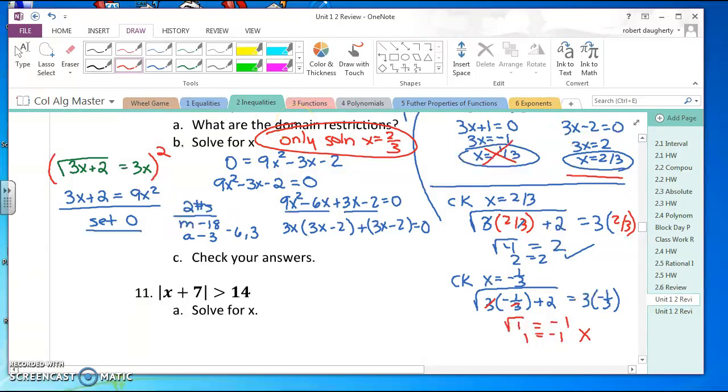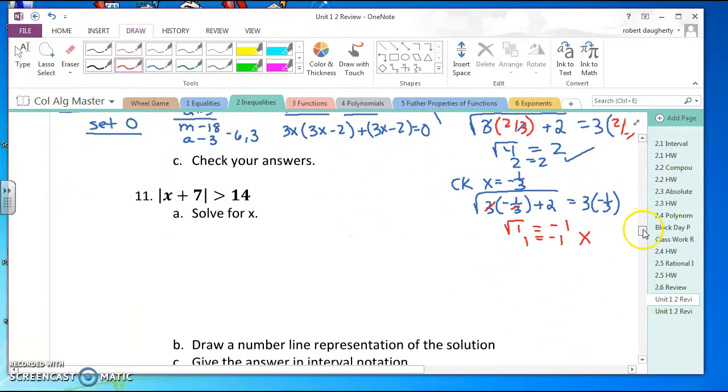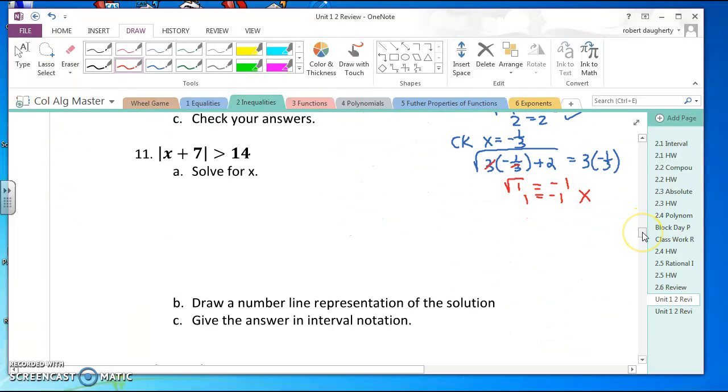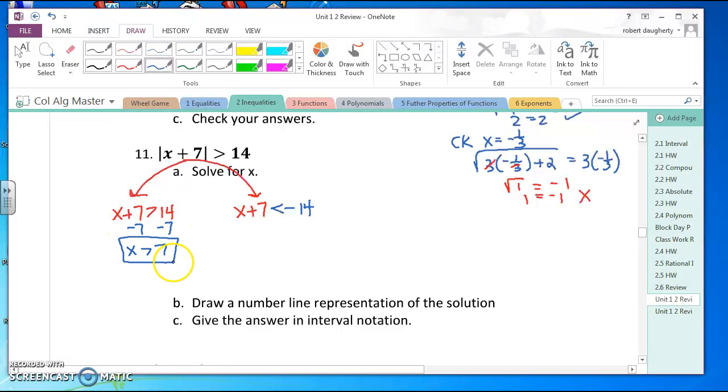So again, check for extraneous roots anytime you square both sides of an equation. Now back to the inequalities, I think people found those a little bit more straightforward. Strategy here: break this into two problems. First problem is x plus 7 greater than 14. Second problem, x plus 7 is less than negative 14. And solve each of these. If I subtract 7 from both sides, I get x is greater than 7. Here, if I subtract 7 from both sides, I get x is less than negative 21.